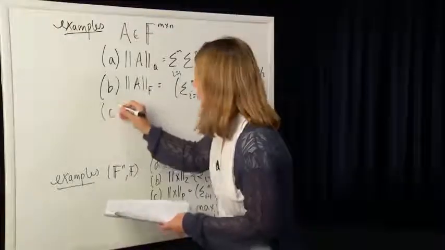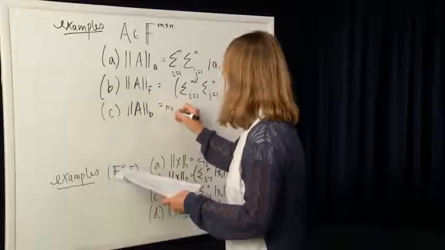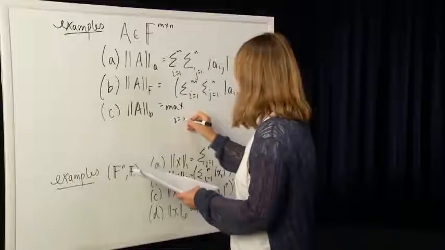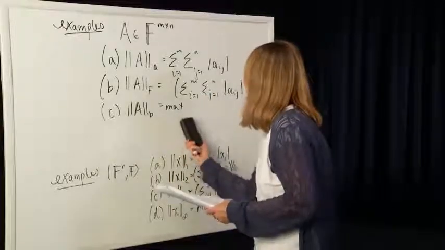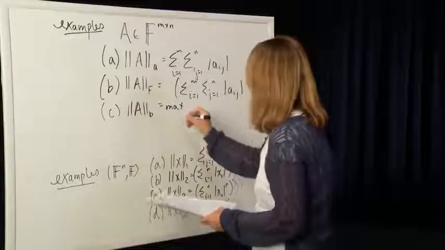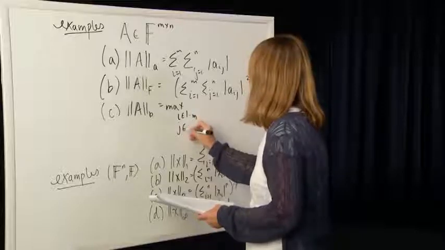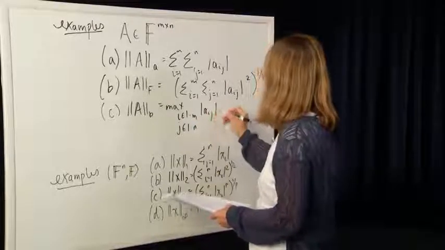And here's another one, the B norm. Okay, so this is sort of dry. It's just a list of norms. It's the maximum over the elements of the rows. Max over i and j, so this goes from 1 up to m and 1 up to n of a_ij.